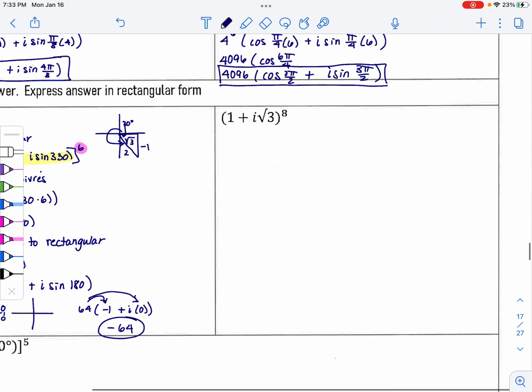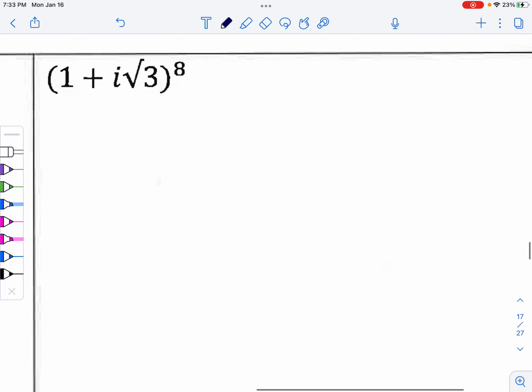All right, so let's go to that next example. We've got 1 plus I root 3 all being taken to that 8th power. So again, I cannot apply that DeMoivre's when it's written in rectangular. My first job is I need to convert to polar.